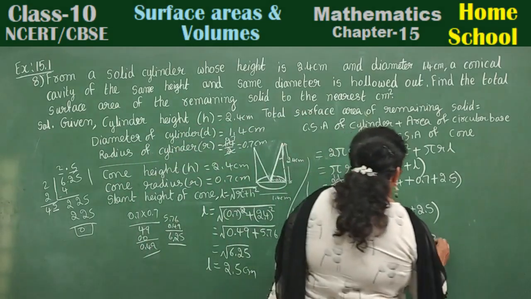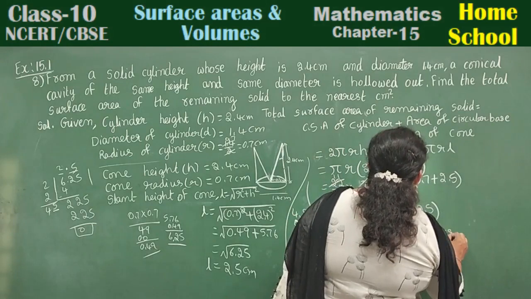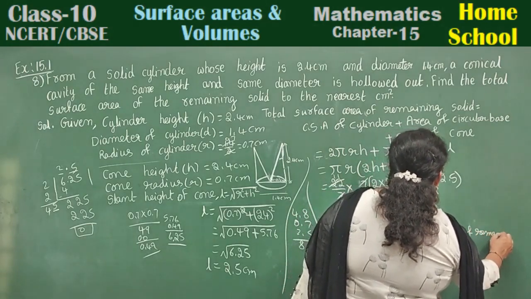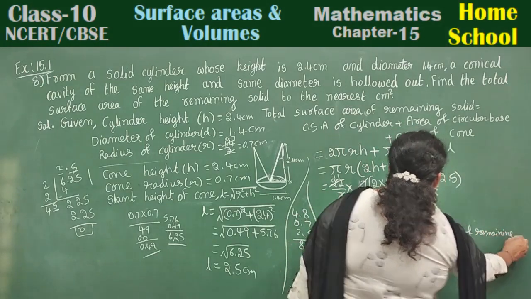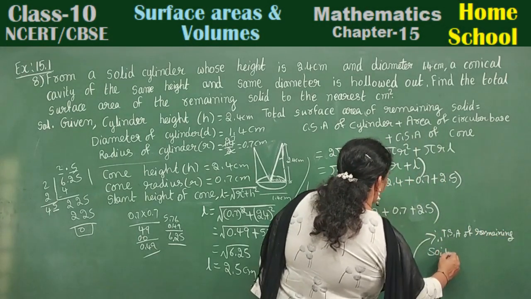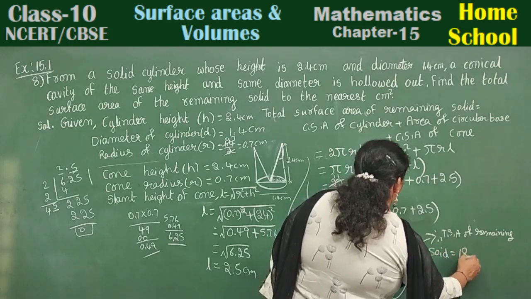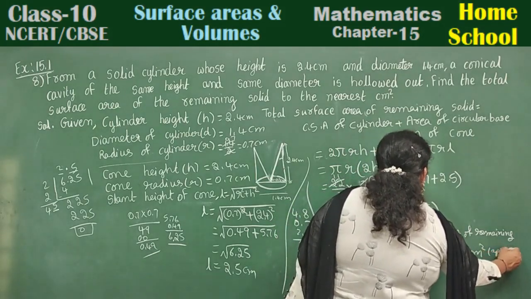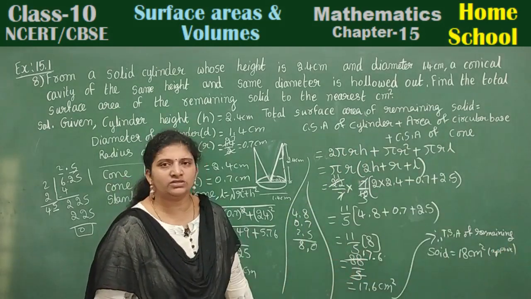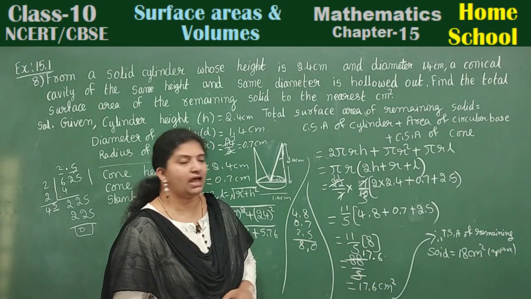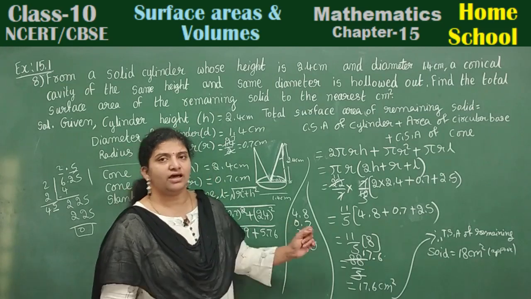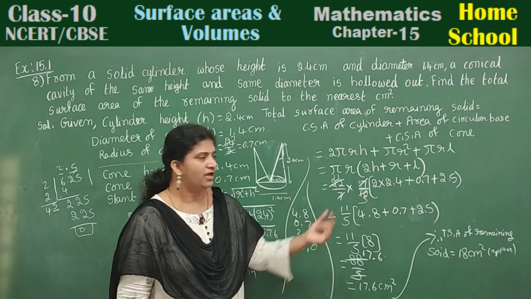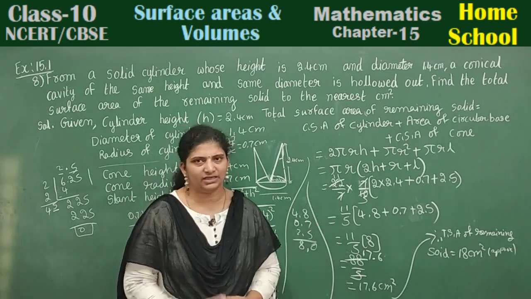Therefore, the total surface area of the remaining solid is equal to 18 centimeter square approximately. We are writing the nearest, right? So you can use brackets and write approximately there. The nearest surface area of the given figure is 18 square centimeters.